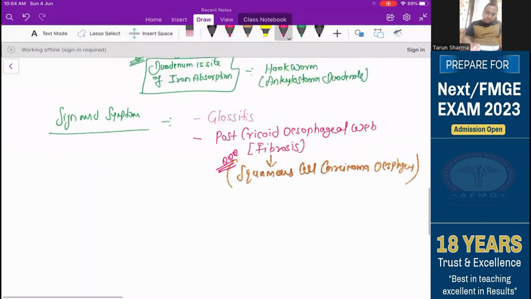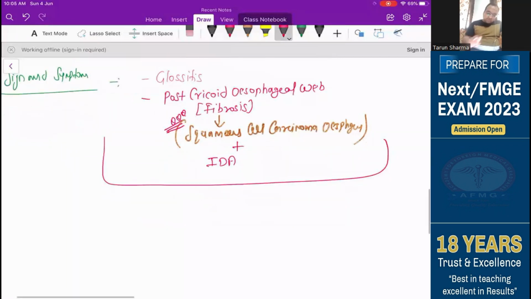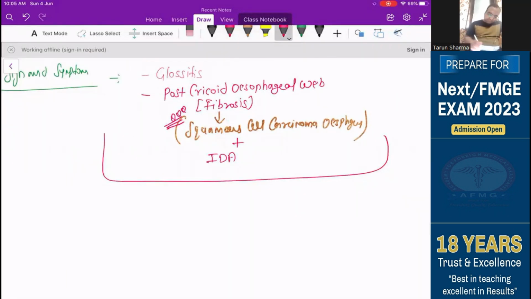Okay, so if the patient is having glossitis with esophageal web plus IDA, iron deficiency anemia, then this whole thing will be called Plummer-Vinson syndrome, or it is also called Paterson-Kelly syndrome.